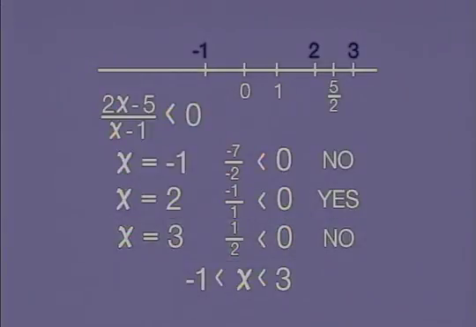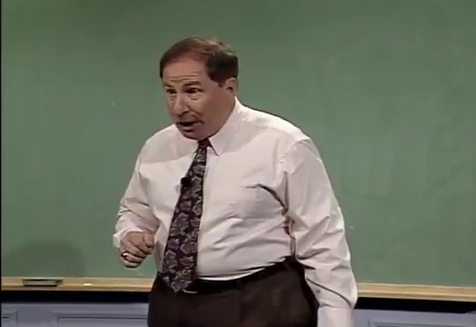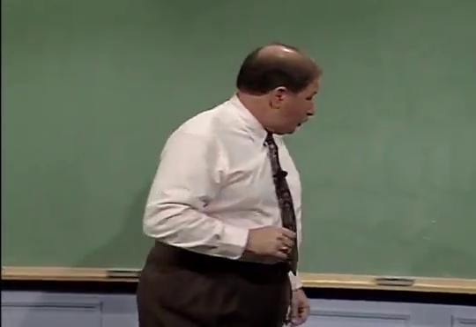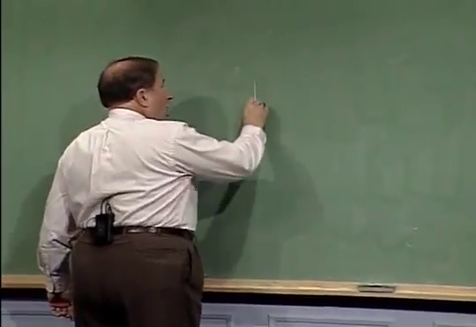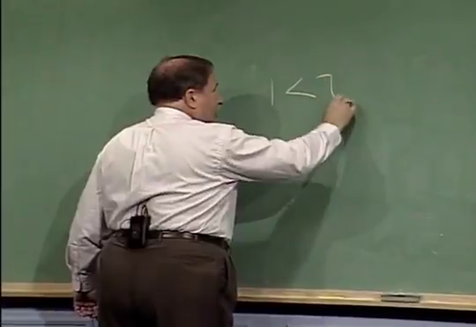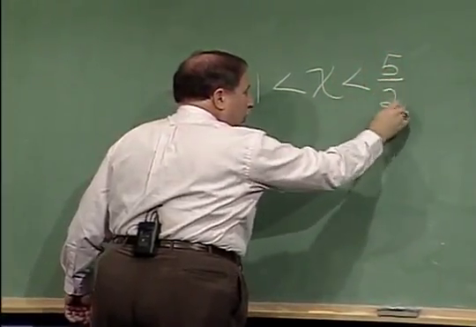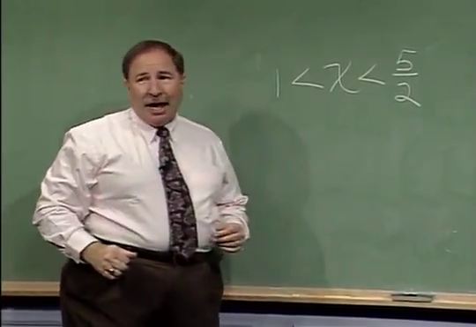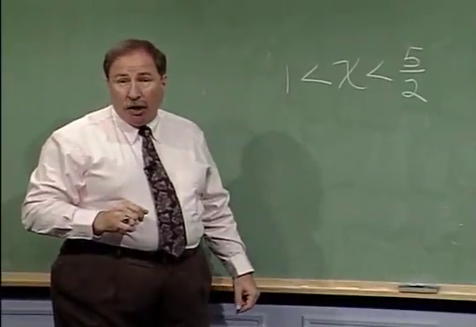What does that mean? What would you say the solution to this problem is? Well, the solution is that our answer lies between 1 and 5 halves. So that would mean that 1 is less than x is less than 5 halves would be the correct solution. Any number between 1 and 5 halves would be the only numbers that would work in the original inequality.